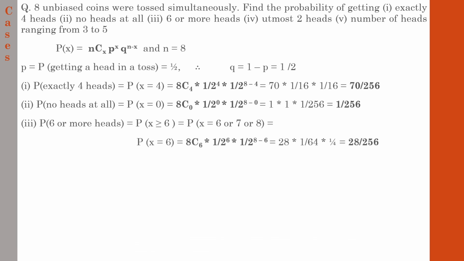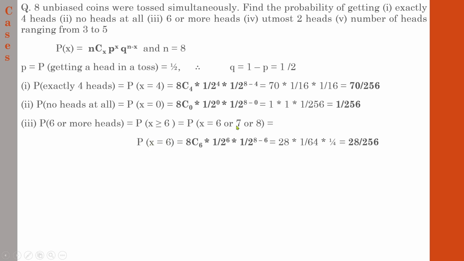So let us do it. If it was a case of x equal to 6, it will be written as 8c6 into 1 by 2 raised to 6 into 1 by 2 raised to 8 minus 6. Just follow the same step which we have discussed earlier. So 8c6 you will get 28, into 1 by 2 raised to 6, you will get 1 by 64, into 1 by 2 raised to 2, because 8 minus 6 is 2, so 1 by 4. If you solve this, you will get 28 by 256. We just found the value of probability if x is 6.